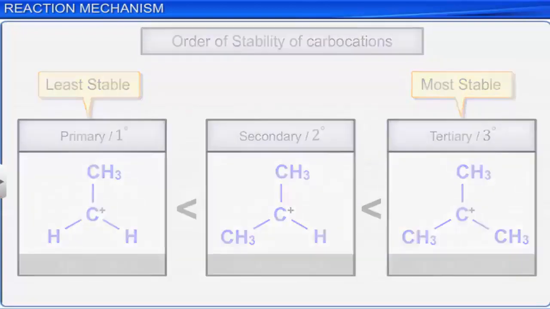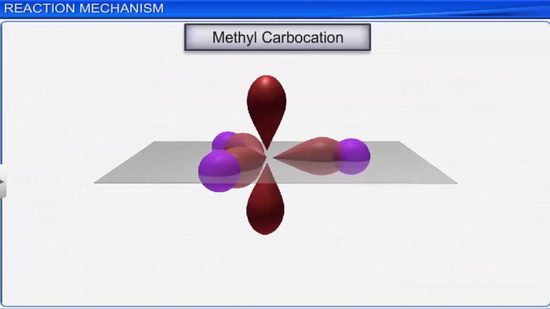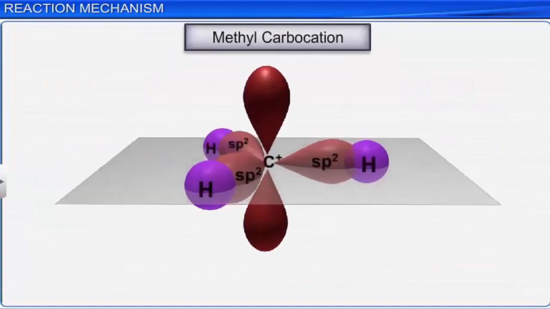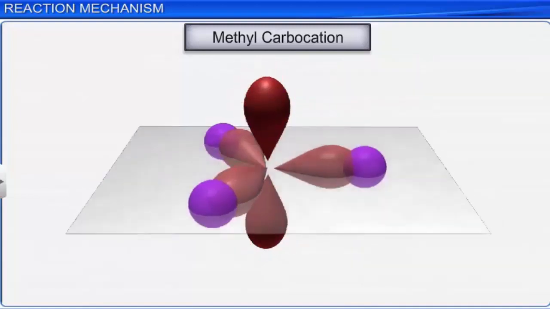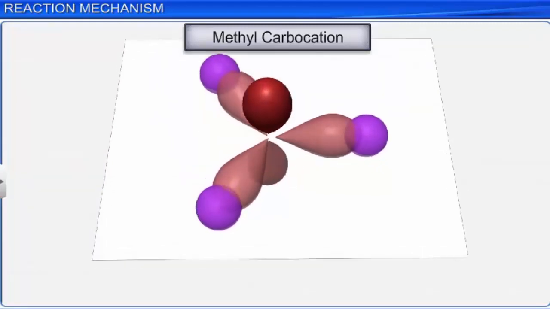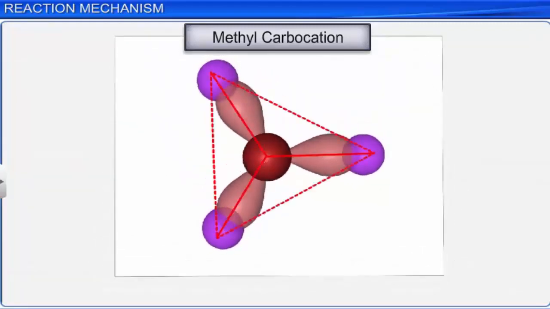In methyl carbocation, 3 sp2 hybridized carbon orbitals overlap with the 1s orbital of each of the 3 hydrogen atoms. The remaining 2p orbital of carbon is vacant and lies perpendicular to the molecular plane. Therefore, the shape of the carbocation is trigonal planar.